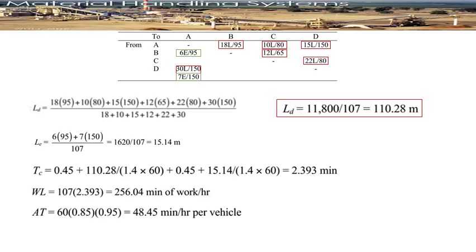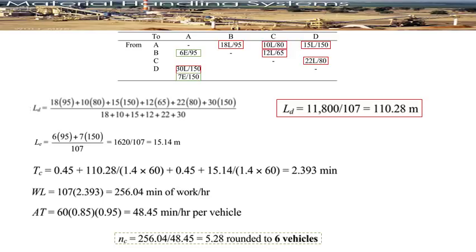So simply to find the number of vehicles, we just divide the 256, which is WL, by the 48.45, which is the AT, and we find that the number of vehicles required is 5.28. Of course, we need more than 5, so we are going to round it up to 6 vehicles required.